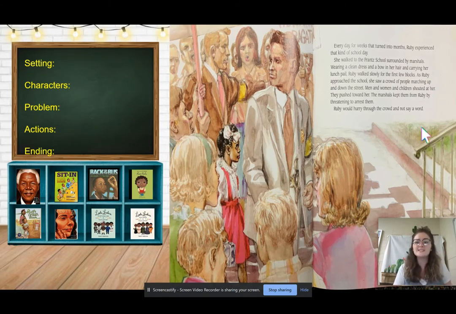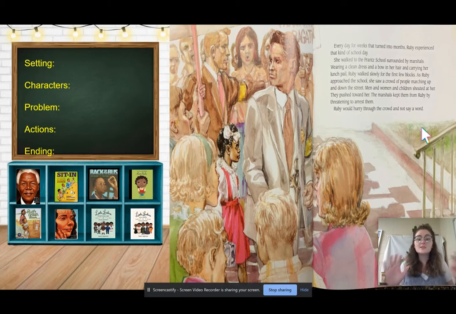Every day for weeks that turn into months, Ruby experienced that kind of school day. She walked to the France elementary school surrounded by marshals. Wearing a clean dress and a bow in her hair and carrying her lunch pail, Ruby walked slowly for the first few blocks. As Ruby approached the school, she saw a crowd of people marching up and down the street. Men and women and children shouted at her. They pushed toward her. The marshals kept them from Ruby by threatening to arrest them. Ruby would hurry through the crowd and not say a word.